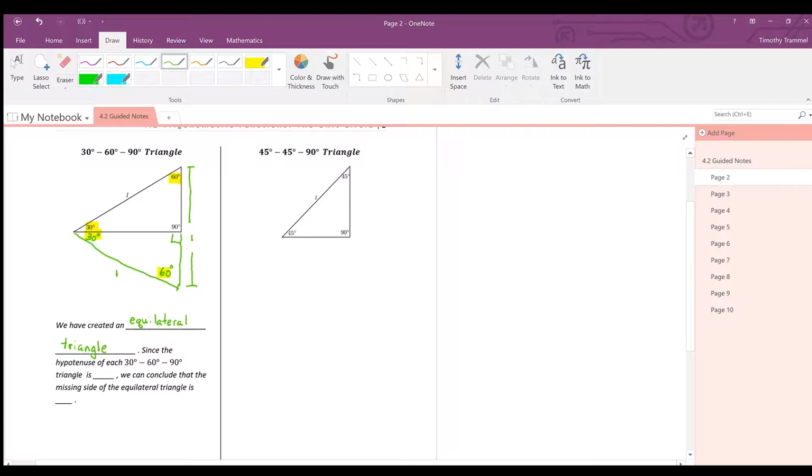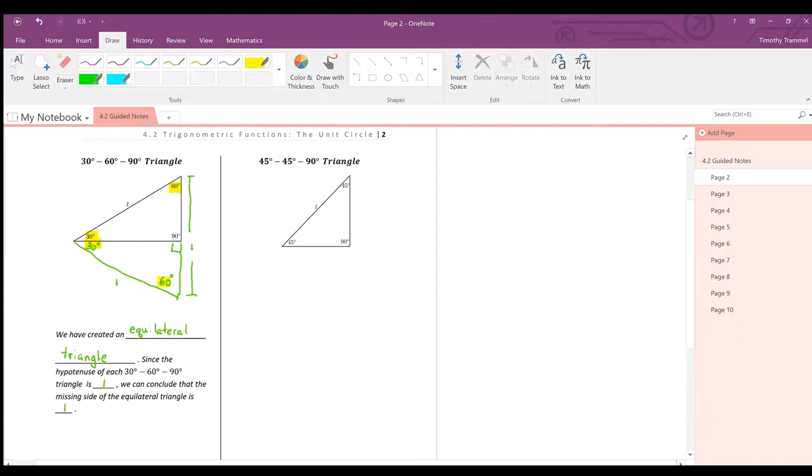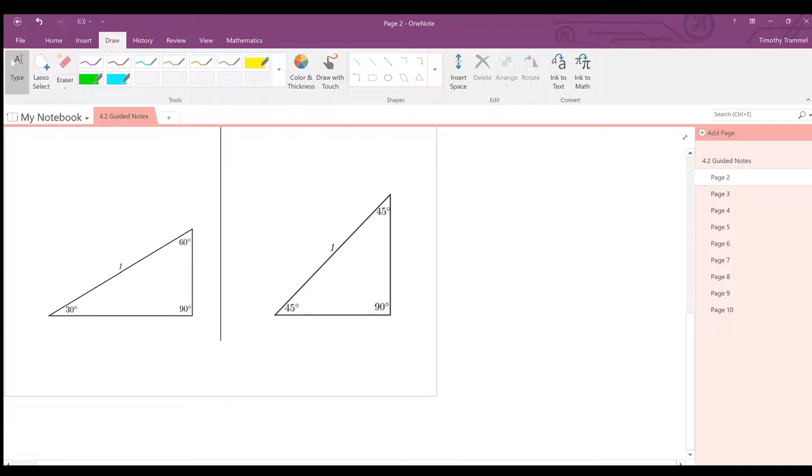must be 1. And so that's what I'm going to write in here. Since the hypotenuse of each 30, 60, 90 triangle is 1, we can conclude that the missing side of the equilateral triangle is 1, which is what we did up here. But we're not quite done yet. If that entire side length is 1, then if you were to split it in half, you'd get a 1/2 here. So now we have the 1 and the 1/2.